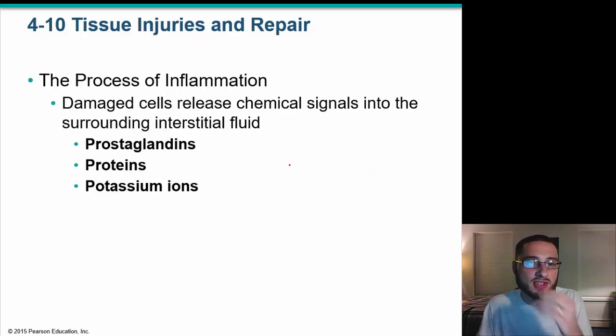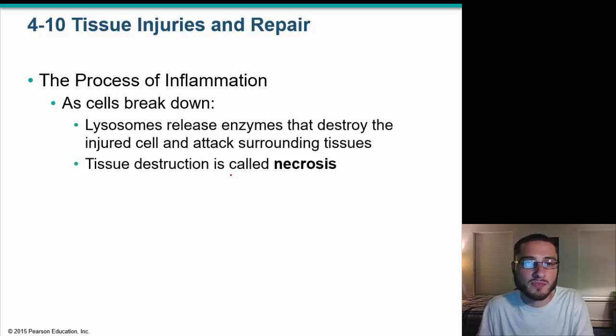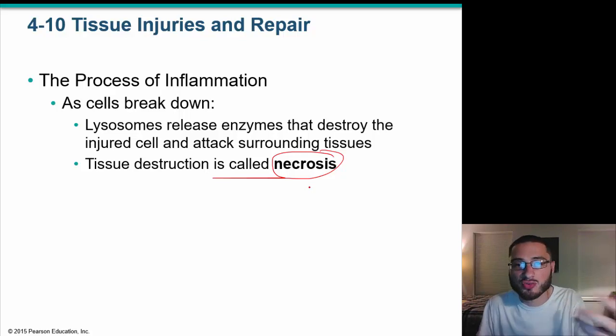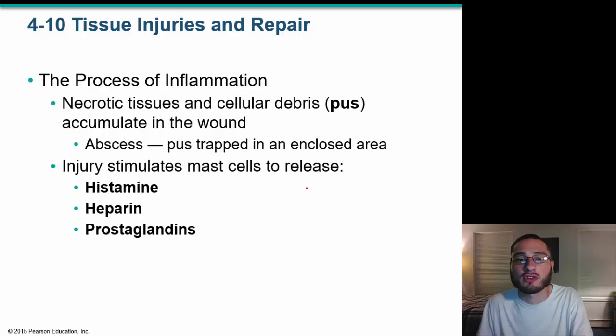Process of inflammation, damaged cells release chemical signals into the surrounding interstitial fluids, involves prostaglandins, proteins, and potassium ions. As cells break down, lysosomes release those enzymes that destroy the injured cell and attack surrounding tissues. Tissue destruction is called necrosis. So if you ever are in the nursing home or in the hospital and you see that people have a lot of necrosis, you see that their skin or that part is turning black, that means that the cells are dying, and usually, you know, there's no saving that tissue. We're hoping that we can regenerate new tissue and get rid of that necrotic area or that necrosis.